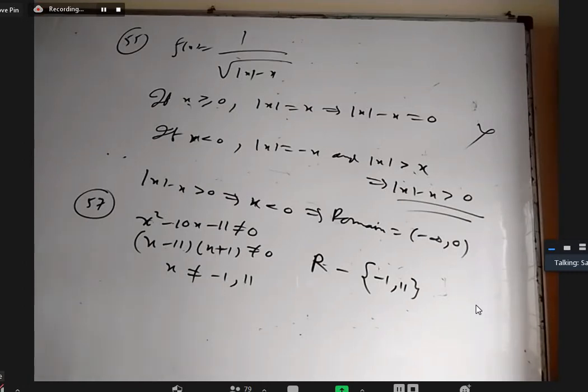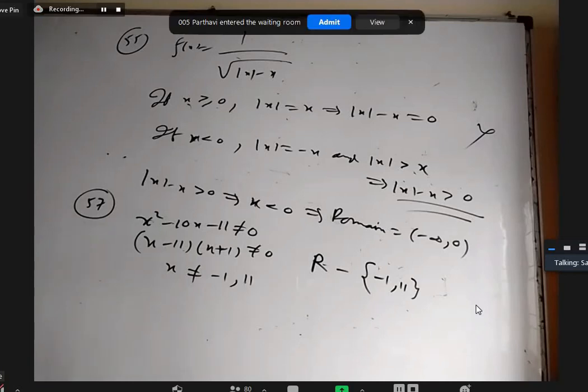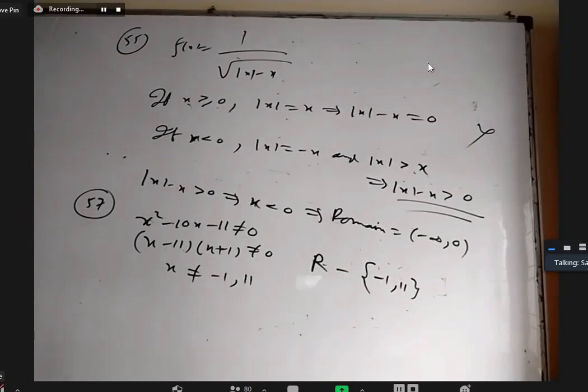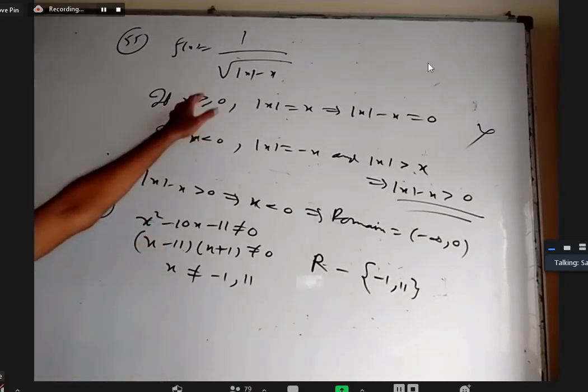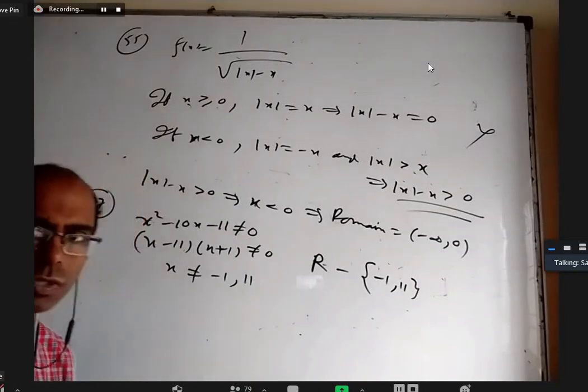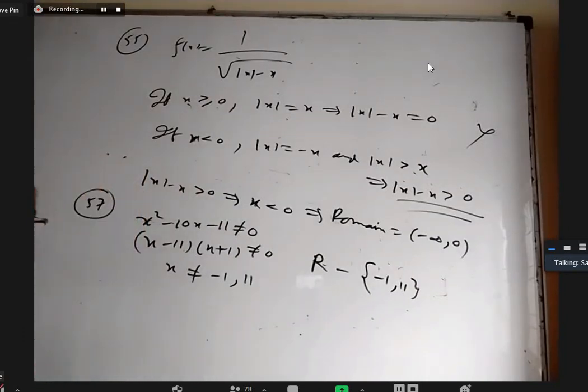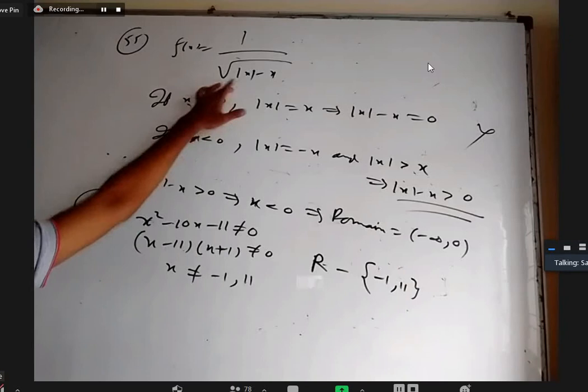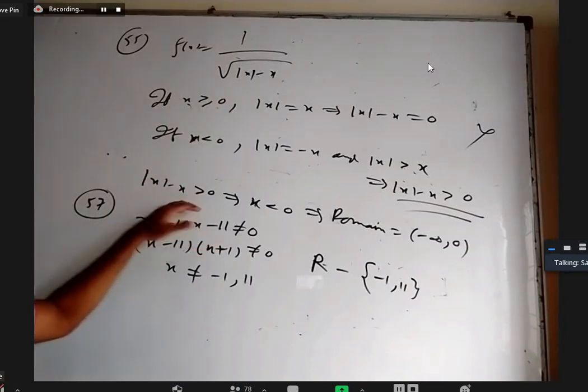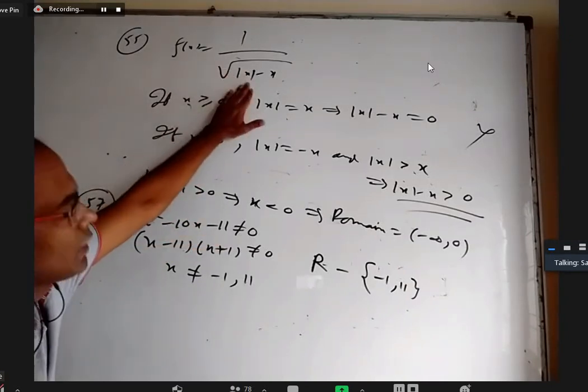Okay, we'll do 59 and then we'll stop. Sir, once explain 55, sir. 55. Okay. Anyway, if something is inside the root, it should be greater than or equal to 0 usually. But if it is in the denominator, it should be only greater than 0. I need to check that. But before that, I already have some idea about it.